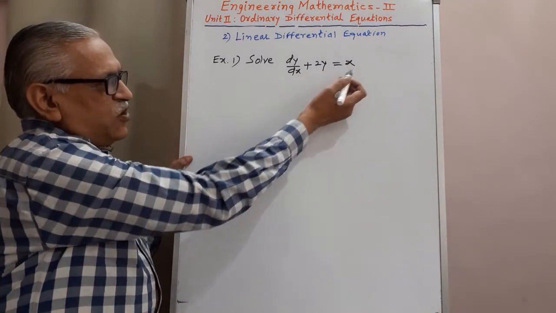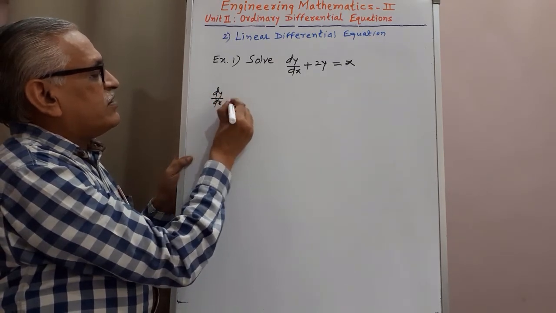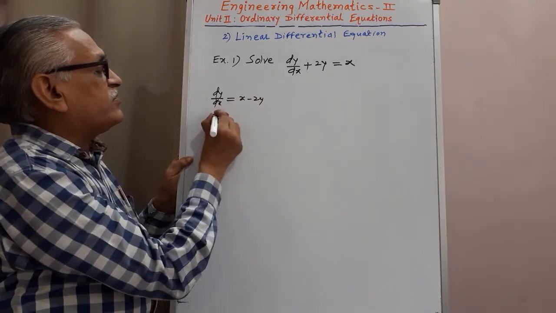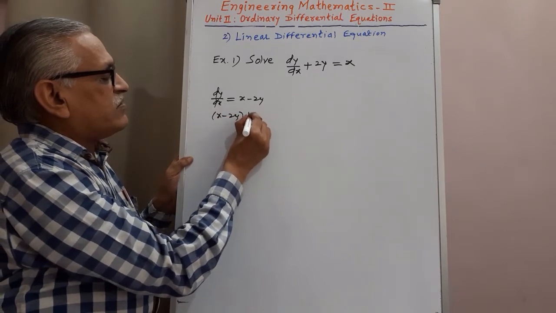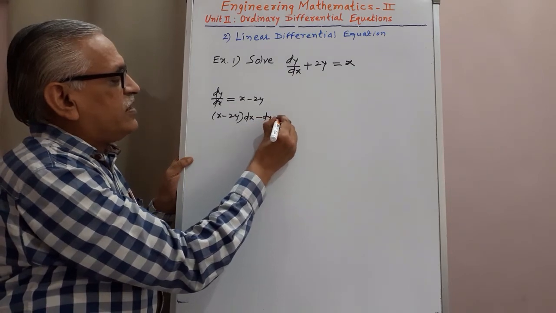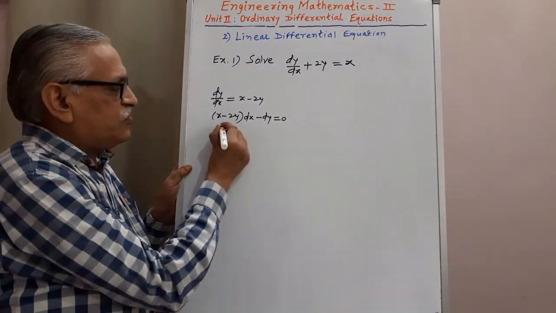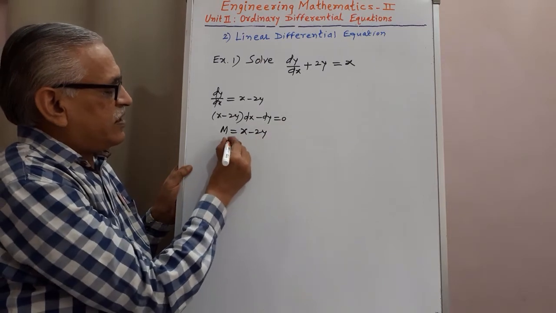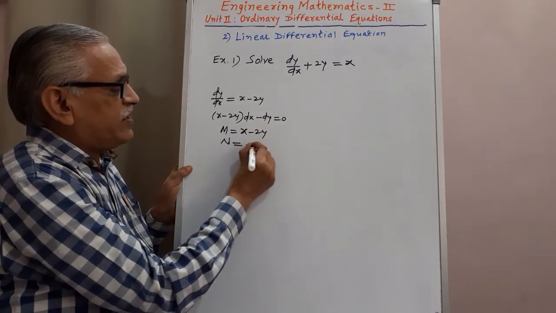Therefore, transferring this to the other side, we get dy by dx is equal to x minus 2y. Then cross multiplying it, we get x minus 2y dx. Transferring to that side, we get minus dy equals to 0. Then comparing with m dx plus n dy equals to 0, here we get m is equal to x minus 2y, n is equal to the coefficient of dy, minus 1.